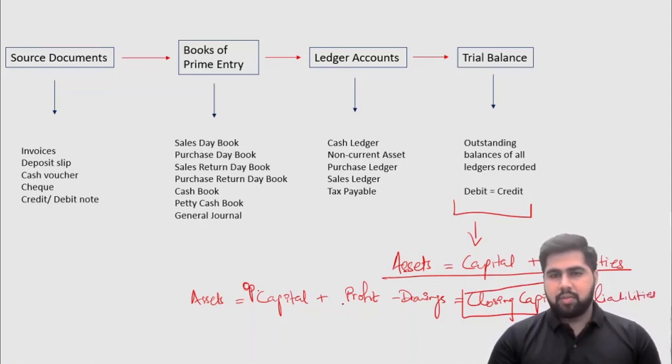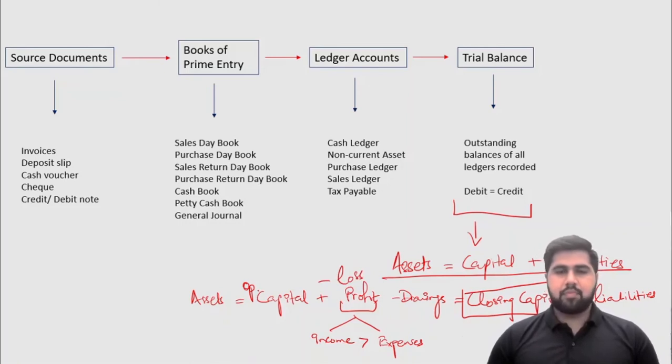Remember one thing, how do we get this profit? It's two things: income, and expenses. We get a profit when income is greater than expenses. If income is less than expenses, you incur a loss, and if it's a loss, what do we do? Opening capital, it becomes minus loss.